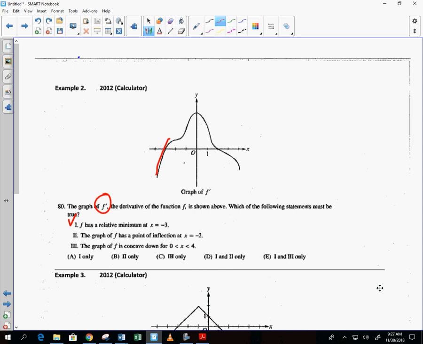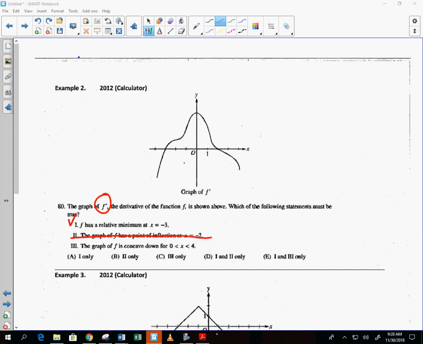Number 2, the graph of F has inflection point x equals -2. Inflection happens when the second derivative changes sign. The second derivative does not change sign at -2. It's positive all the way through, isn't it? Where is the spot where the second derivative changes sign? At 0, the second derivative goes from positive to negative. Very good. So therefore, this one is out.